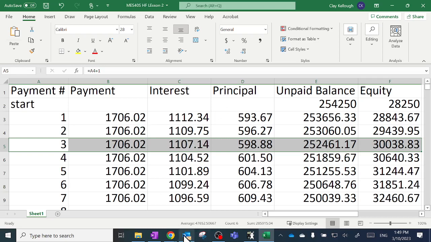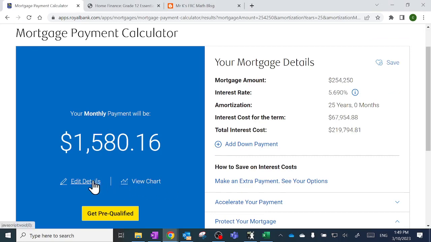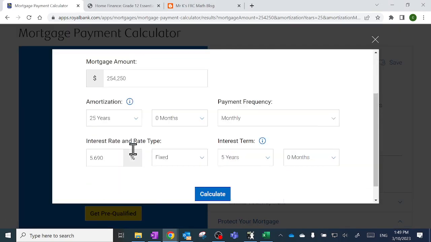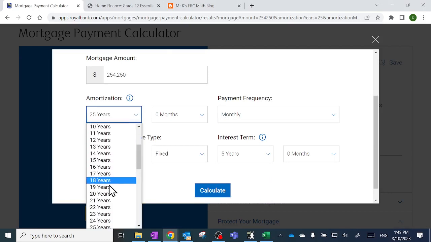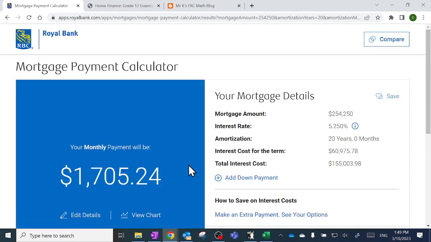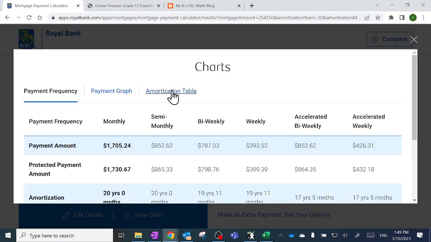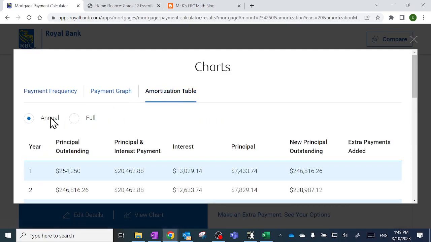You know what else you could do? You could go back to these guys and then just edit the details to what we just did. So what were our details again? We wanted not a 25-year mortgage, but a 20. And we managed to get the bank to say, we'll give you an interest rate of 5.25, and calculate. And notice you can say view chart and then click to the amortization table. Right now it's every year. Click to full and it'll give you every month.